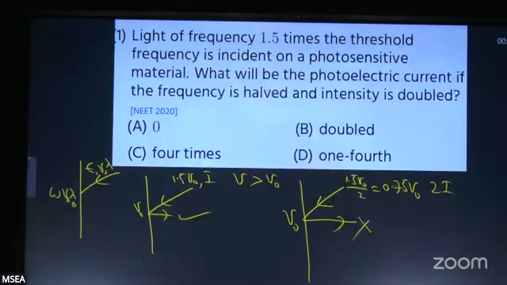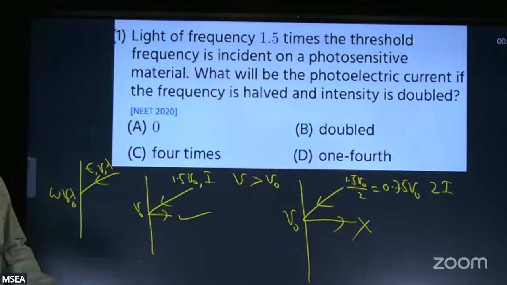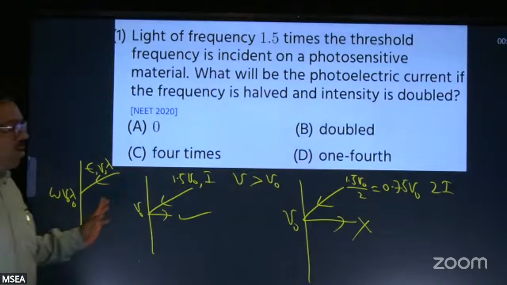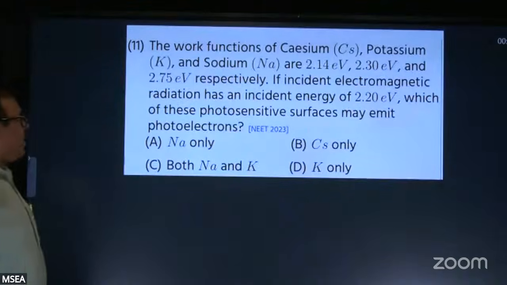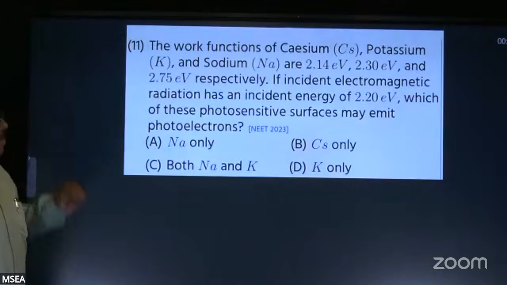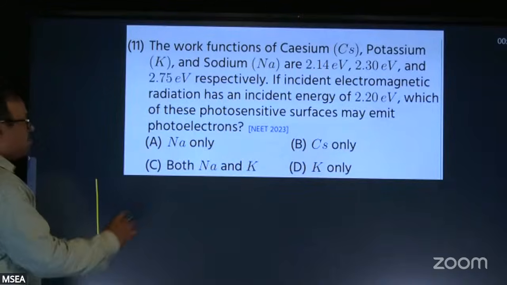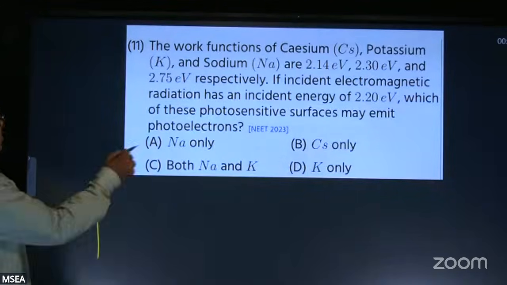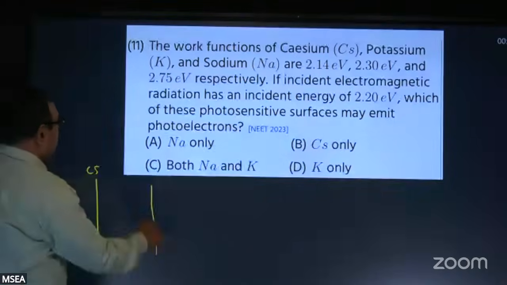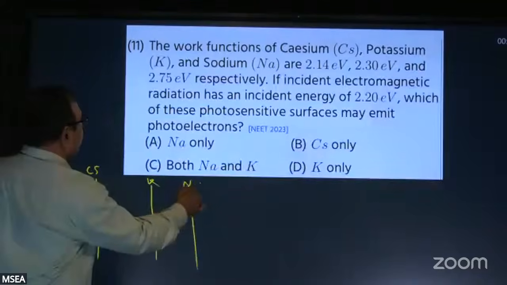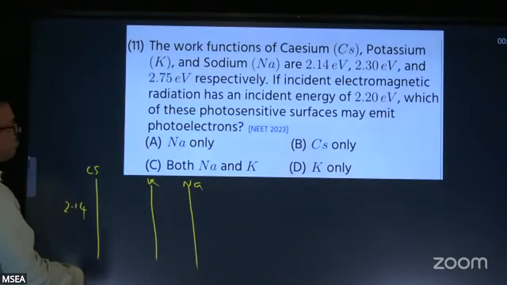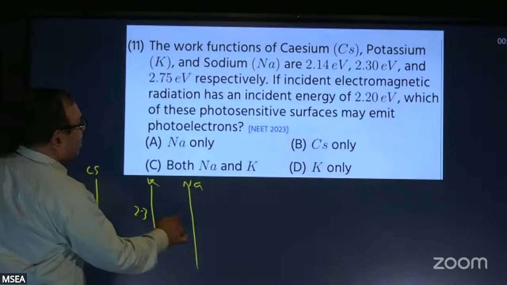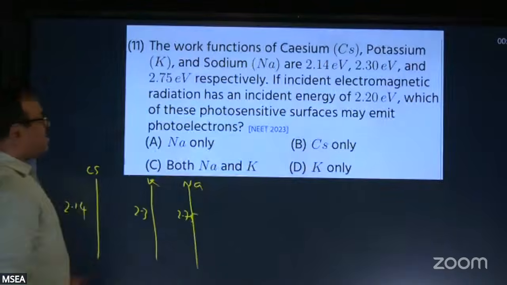So these are the things you have to remember whenever this is about energy: how we get the number of photoelectrons, or the energy of the photoelectron. All these things we'll discuss one by one. Now let us come to this one. The work functions of cesium, potassium and sodium are given. Different surfaces are given: cesium, potassium, and sodium. Their work functions are 2.14, 2.3 and 2.75.